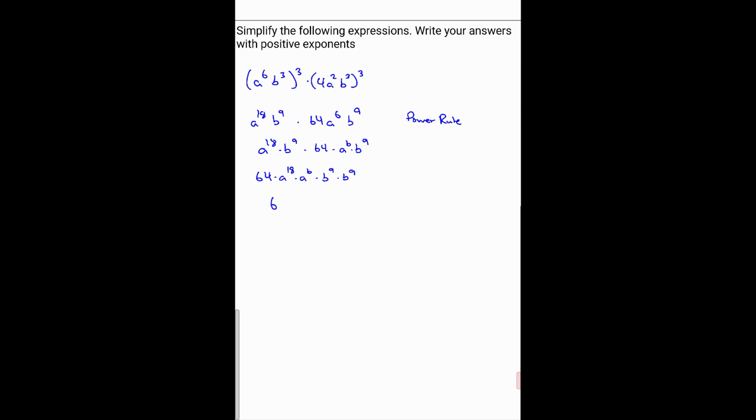So from the product rule, we would add our exponents. So this would be 64, a to the 24th, times b to the 9 plus 9, which would give us 18. All right, so that would be the final answer with only positive exponents being displayed in our final answer.